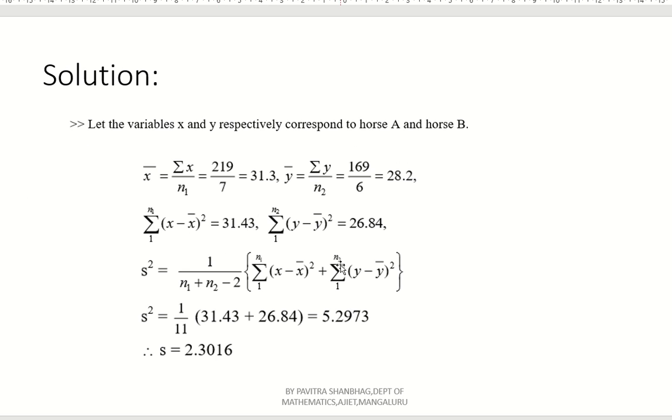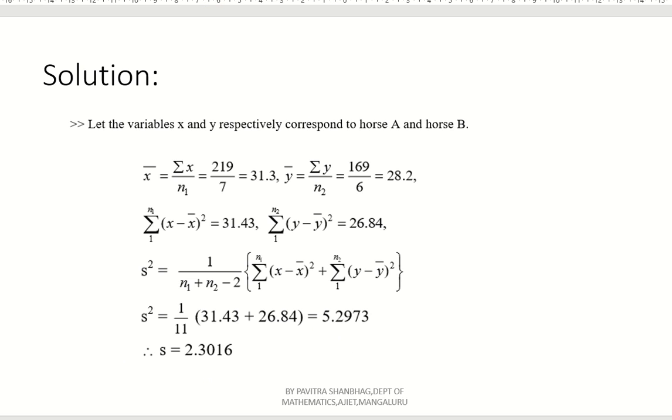Just replace here back. So 1 by n1, n1 is nothing but how much? 7, right? n2 is nothing but 6. So 7 plus 6 minus 2, that is 11. So simplify: S1 square is 31.43 plus here 26.84. Simplify, you will get 5.2973. But what is S? Square root of S square, right? That is 2.3016. Now compute t value.